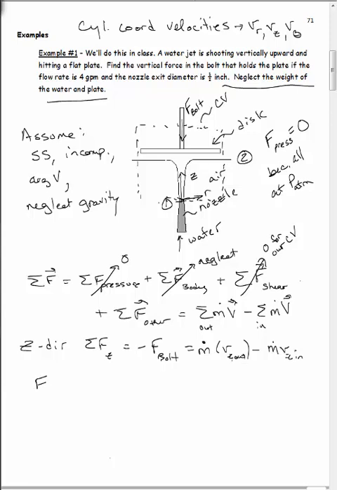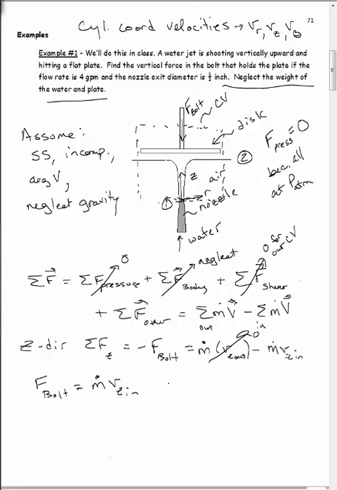Well, what do we know about Vz out? So in the z direction, is any of our velocity going in the z direction at the exit? It is not. It's all going in the radial direction. So we have a Vr at the exit, but we don't have a Vz at the exit. So 0. So what we get is F bolt equals m dot Vz in.